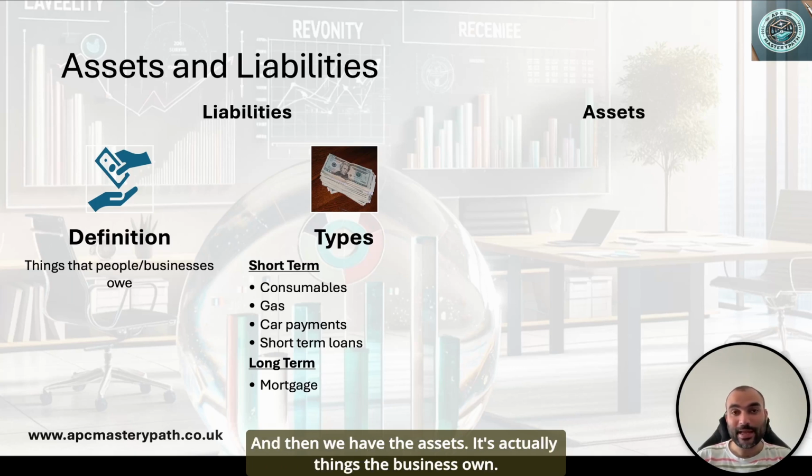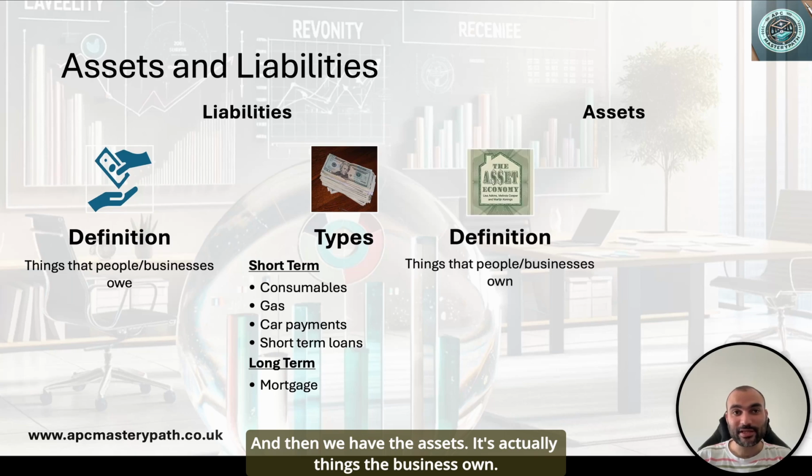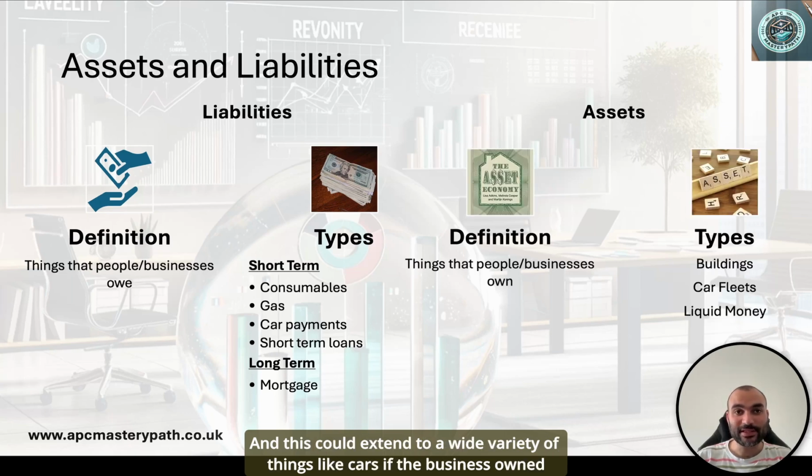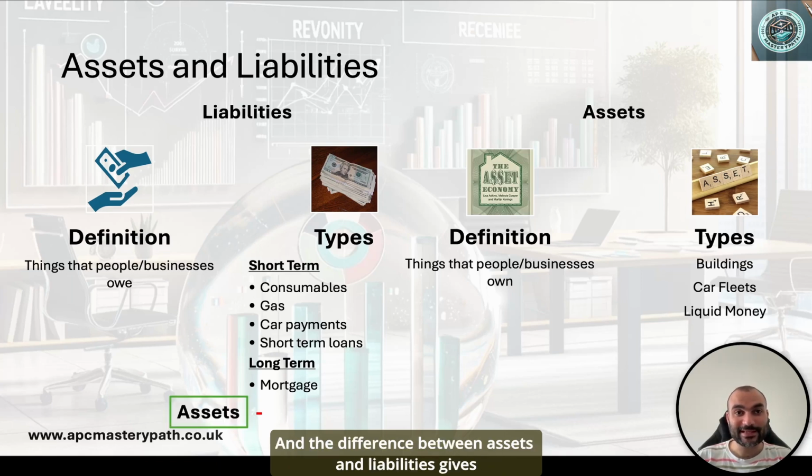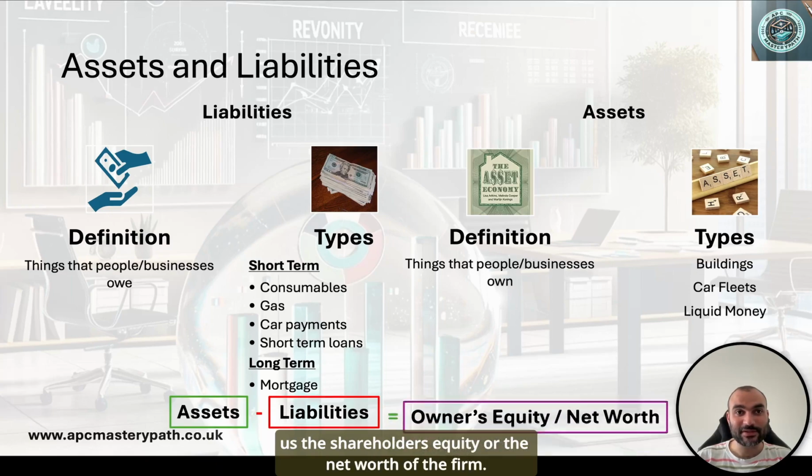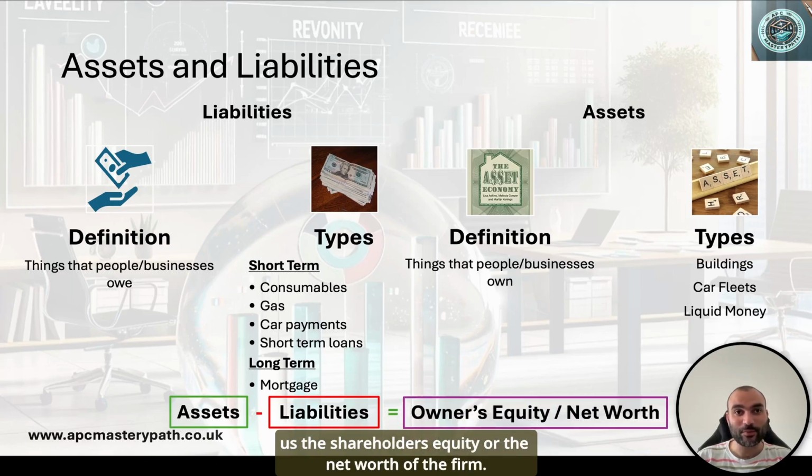And then we have the assets. It's actually things the business own. And this could extend to a wide variety of things, like cars if the business own cars, buildings, in addition to cash, which is the most liquid asset. And the difference between assets and liabilities gives us the shareholders' equity or the net worth of the firm.